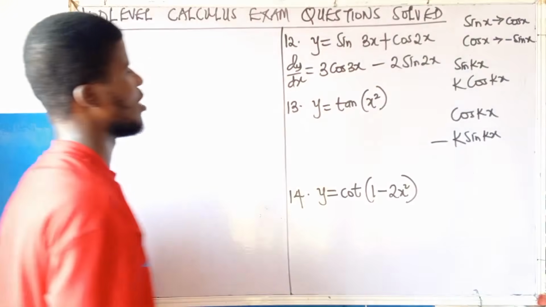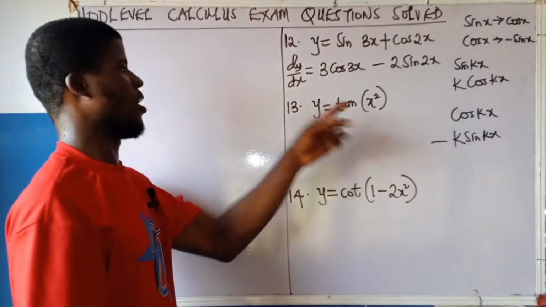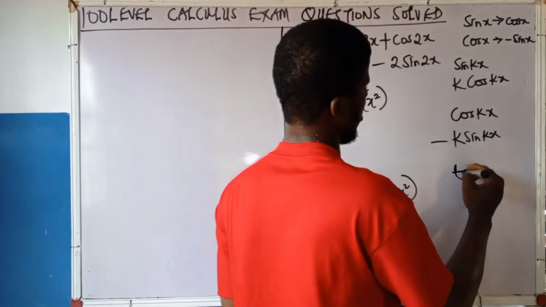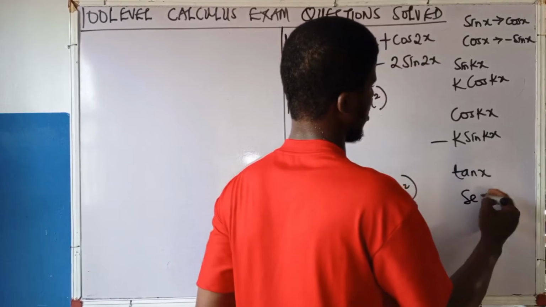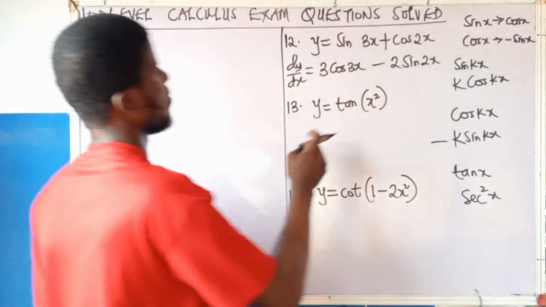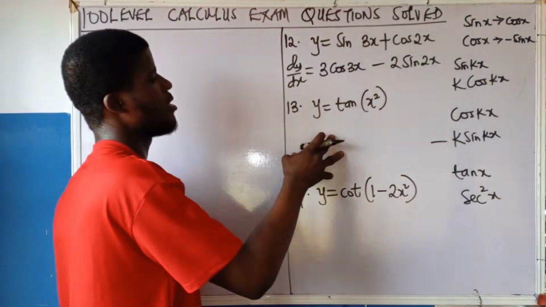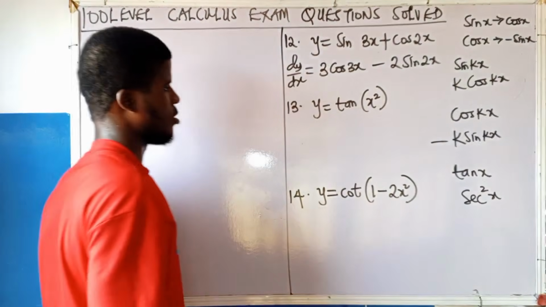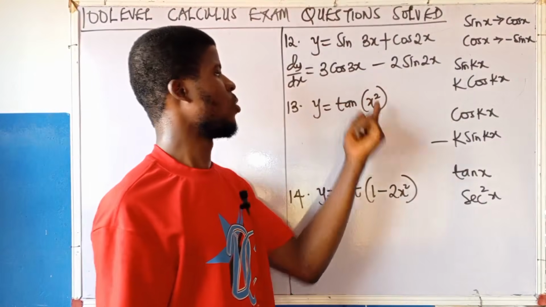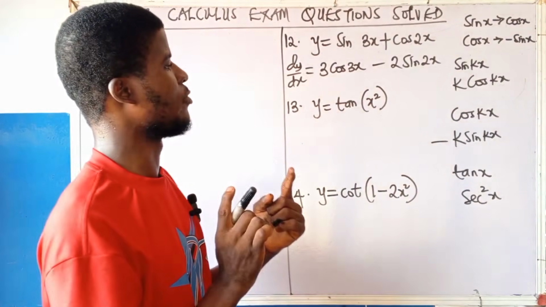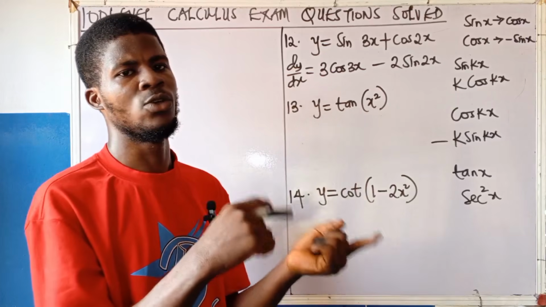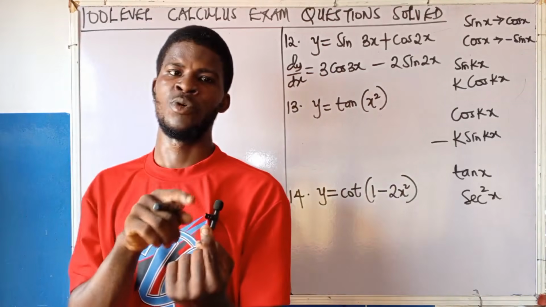Alright, how do we handle the derivative of tan x squared? First of all, the derivative of tan x is sec squared x. If I want to differentiate this now, this is actually a function of a function. Tan is a trigonometric function, x squared is algebraic. So there is an algebraic function inside a trigonometric function, which makes it a function of a function, and the chain rule will be applied.